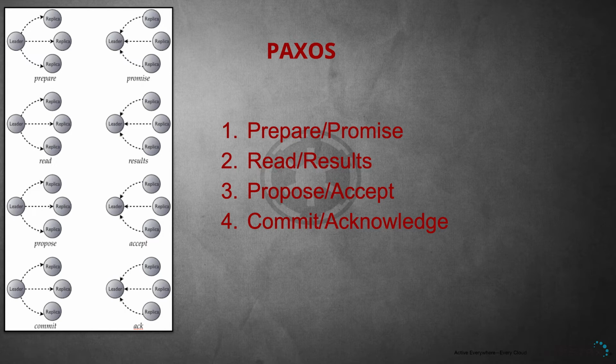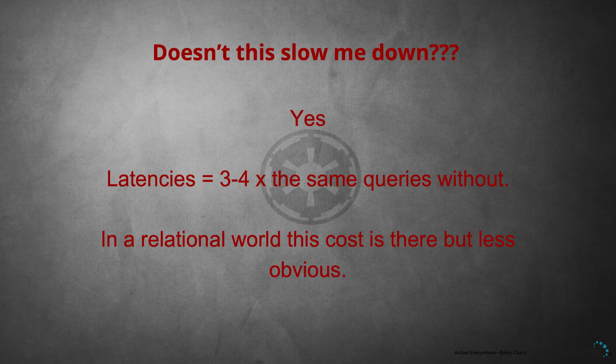Basically a preparation note, a promise, a read results, proposal accept, and commit acknowledge. And then once all of those steps pass, you actually end up with the yes, this wrote, no, this didn't, and life moves on. That slows you down, though. As you saw, there are 4 steps, and there's actually a latency cost to that.